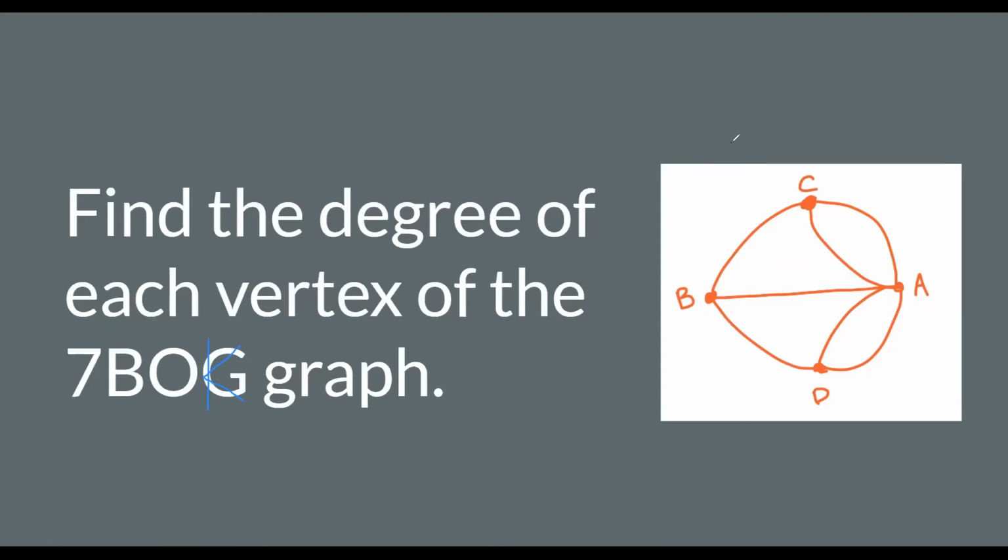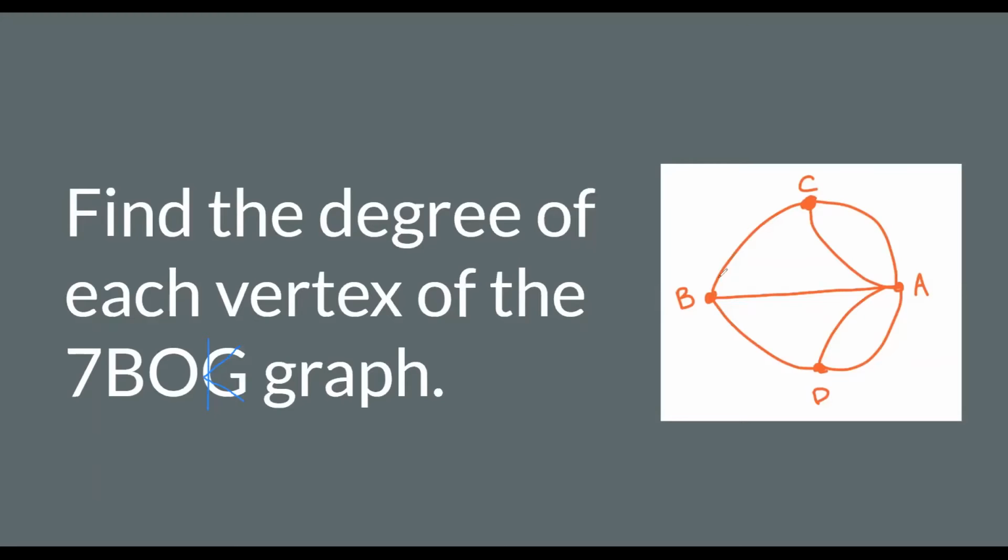Some people are saying the degree of B is 3. That's correct. Degree of C is 3. That's also correct. Degree of A is 5. That is correct. The degree of D is 3. Yes. Nice. So that is the degree of each point.